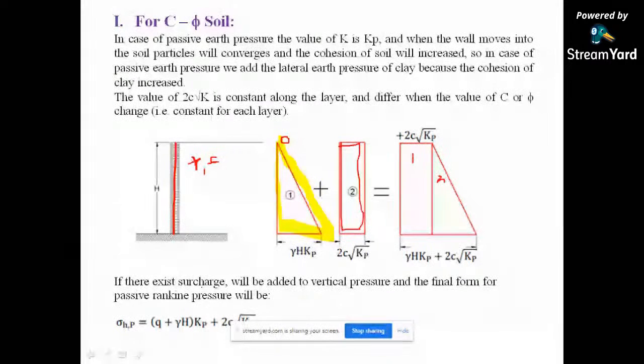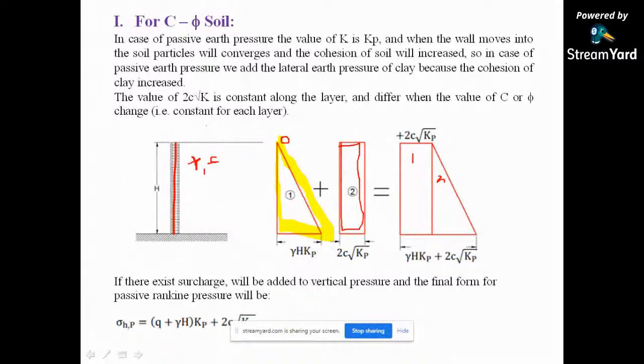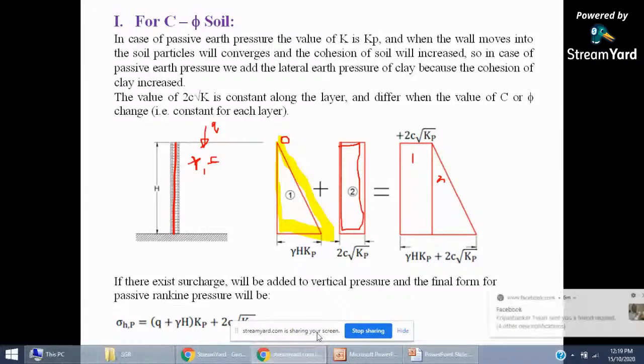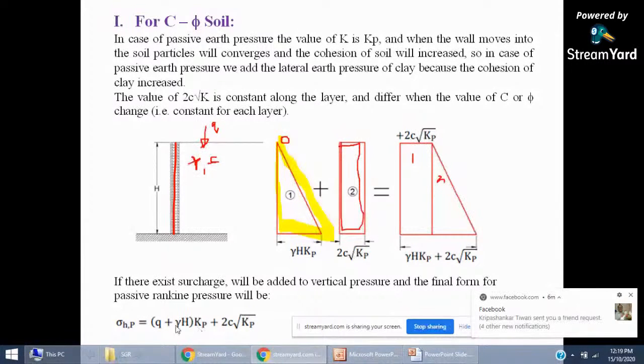If there exists a surcharge, here the surcharge loading, that is Q, has not been added yet. We don't have Q here. So what will happen? You have to add Q also. When Q is added, another diagram, a rectangle for Q, will be formed. So Q plus gamma H Kp plus 2c under root Kp. So this will be your case for c-phi soil.